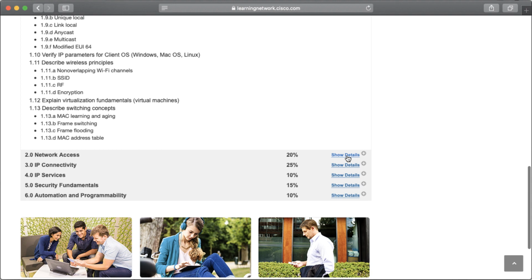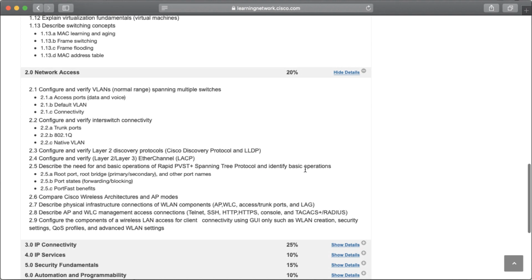Describe switching concepts. So we're going to use that same exact strategy. We're looking for things that we have to configure, and those are certainly valid for simulation type questions. Here's VLANs, here's interswitch connectivity, here's layer 2 discovery protocols, here's EtherChannel. So nothing's changed here as far as our strategy when it comes to preparing for simulation topics.